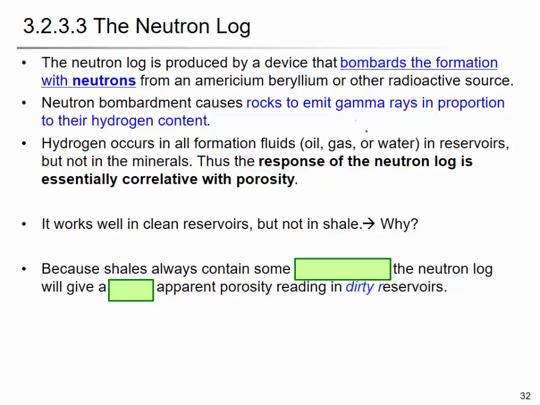It works well in clean reservoirs, but not in shale. Why? Because shale has clay, and clay can have hydroxyl ions and hydrogen bonding with water. So it always has some bonded water, and so the neutron log will give a higher apparent porosity in the dirty reservoir. Dirty reservoir means that you have a sandstone with some clay.